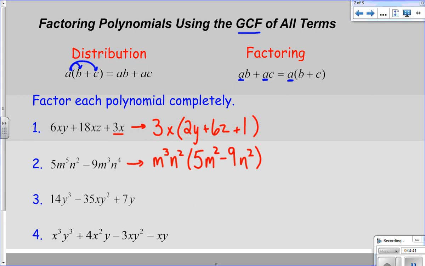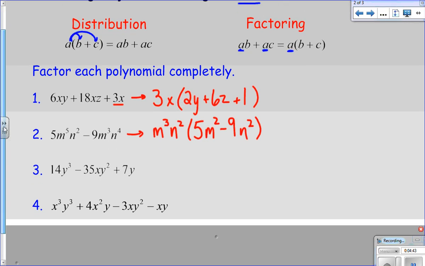Before going on to the next slide, why don't you pause the video and try to do the next two examples on your own, and once you have your answers, resume the video to make sure that you've got them answered correctly.